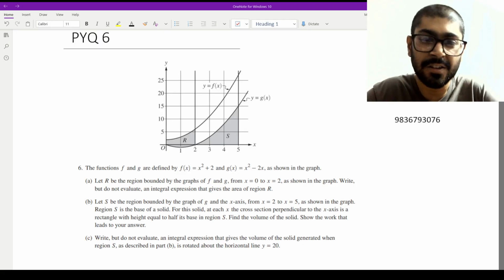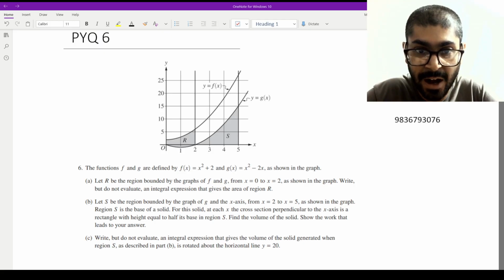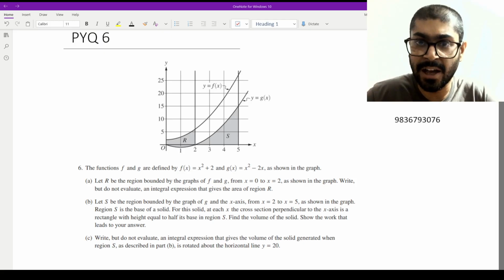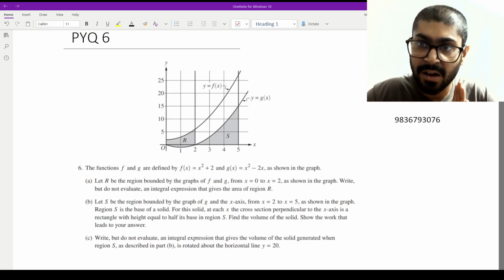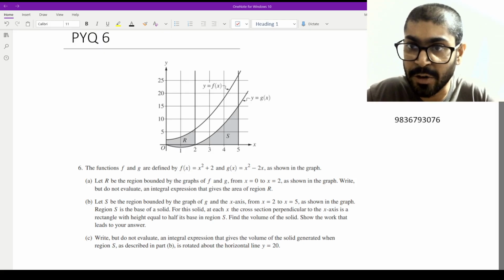Now question 6 is more of a concept-based question rather than a calculation-based question, because in two of the subparts, A and C, you can observe that they have just asked you to write the integral and not calculate it. That means they want to check if you know the concepts of rotating solids as well as the area of curves under the integral. They are not expecting you to evaluate the integrals, but it's enough just to know the setup, and that will fetch you full marks. First, look into the graph.